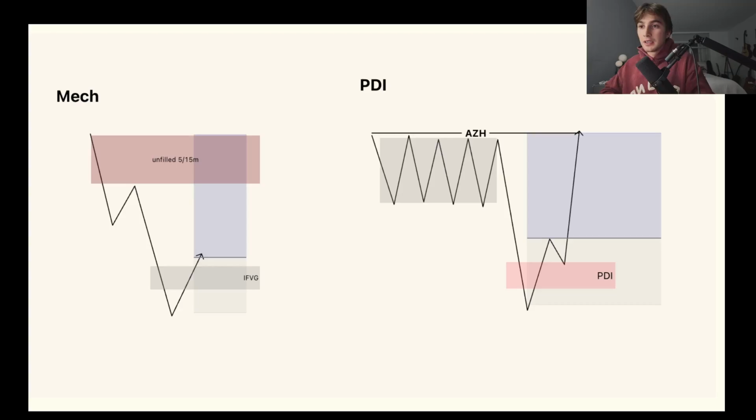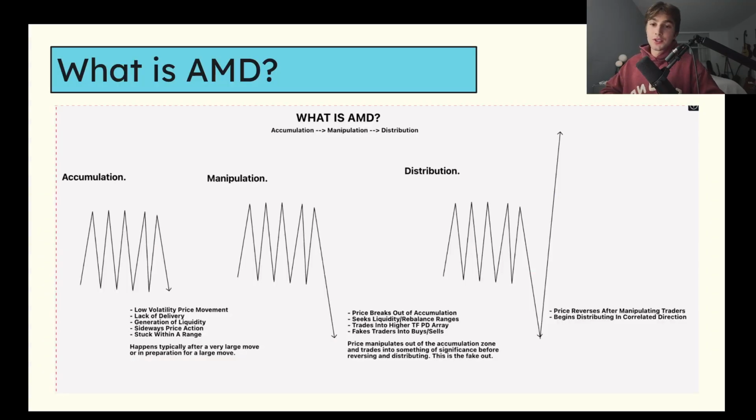So first, let's start with what is AMD. And I don't care if you already know what AMD is, just listen to this, all right? Because it's going to help you solidify a better understanding of what accumulation, manipulation, distribution really is. So, like I just said, AMD is accumulation, manipulation, distribution. It is the three ways the market moves, okay?